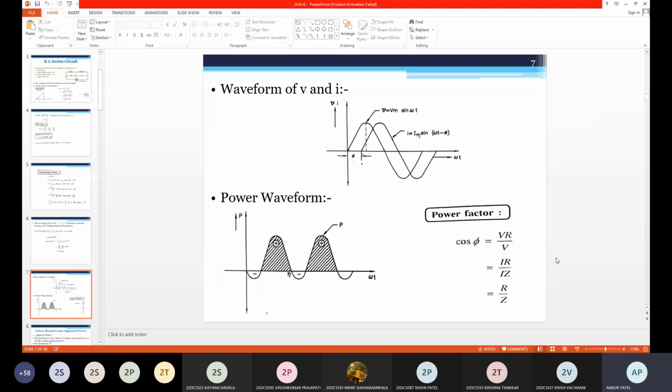Generally, generating stations maintain their power factor, because in domestic use we get power in terms of kilowatt, but industrial people have heavy machinery, transformers and generators rated in kVA. So they have to maintain this cos phi. Otherwise, they have to pay a penalty as well as an additional bill in terms of electricity.